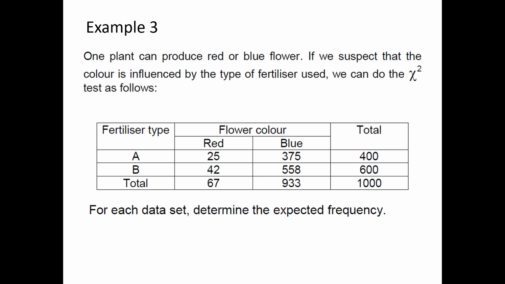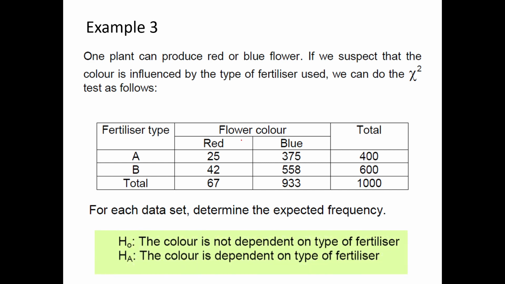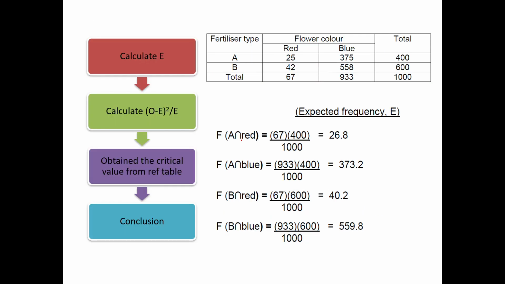The first step, determine what is the expected count for each of these cells over here. So what is your null hypothesis and alternative hypothesis? The null hypothesis will be there is no dependency of fertilizer used to the color of flower. So it's independent. And your alternative hypothesis will be the color is dependent on the type of fertilizer. So the first step, we will need to determine the expected count.